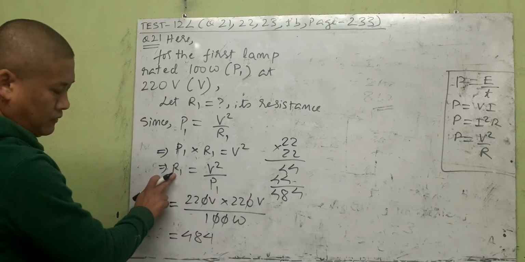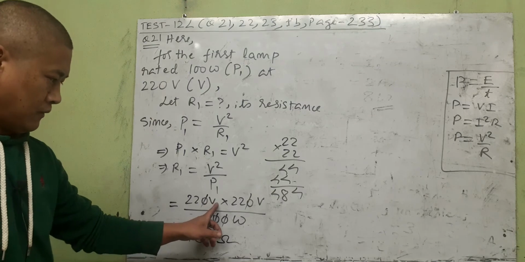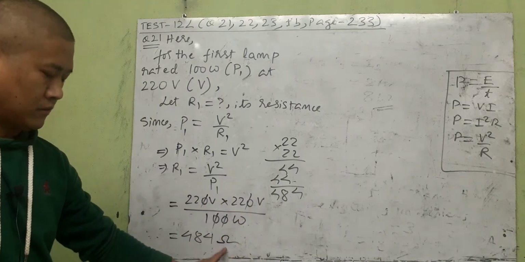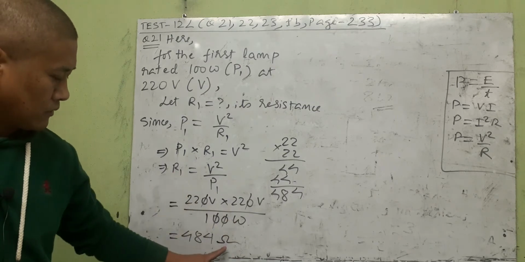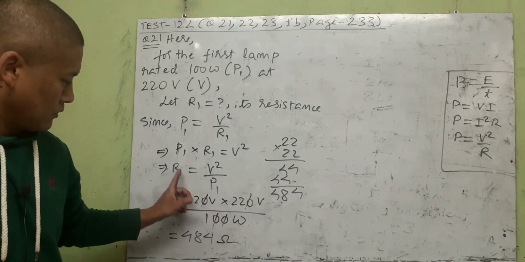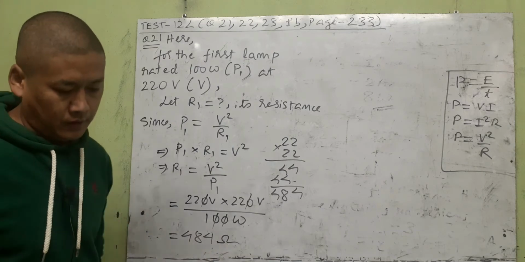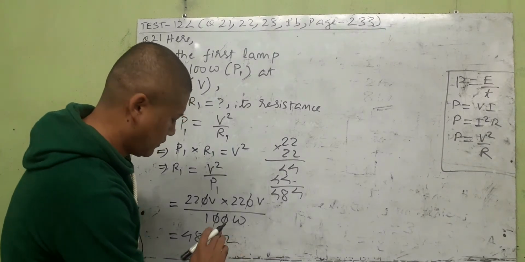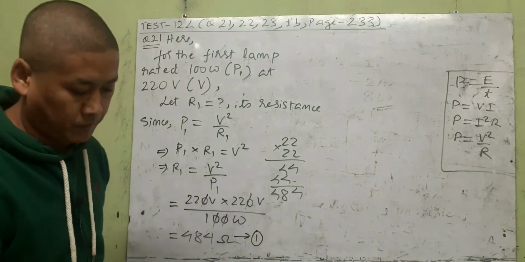So 484, and SI unit of resistance we know is ohms. In other words, volt into volt divided by watt. Everything is in SI unit here, so the resistance also will come in its SI unit, ohms. So this is 484 ohms, and R1 let us put here as equation 1.